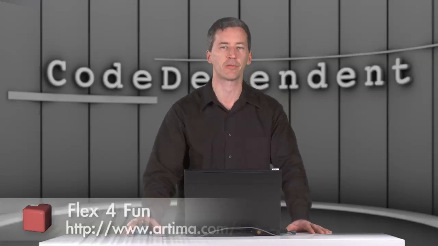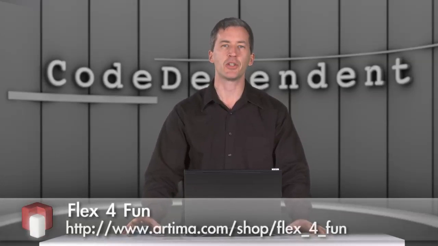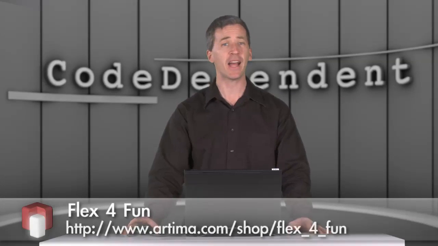Today on CodeDependent, I'm going to talk about a graphics demo that's based on a larger demo that comes from my book, Flex for Fun. So I wanted to talk about how to handle path data. It's not intuitively obvious if you look at the API for the new path object in Flex 4.